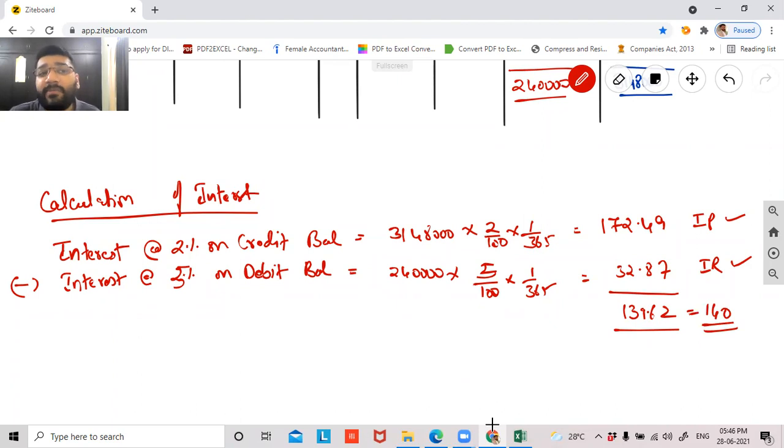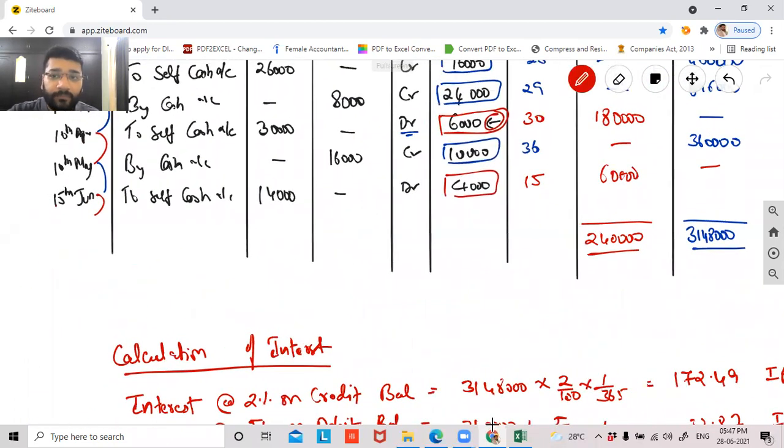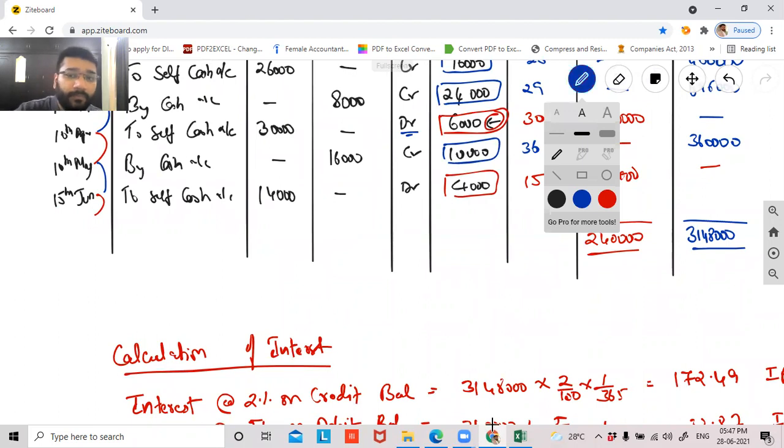So 140 is net receivable or net payable? Payable, sir. It is net payable. So can I say this is interest expense for the bank? What is journal entry for recording interest expense due? Interest to outstanding interest.